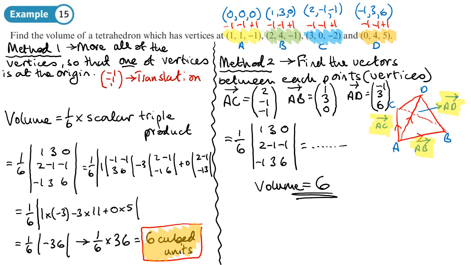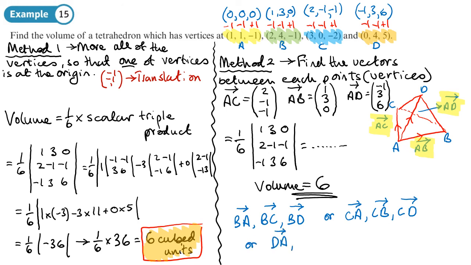Now I could instead have done, let's say if I did B to A, then I would have done B to C and B to D. So I could have found these vectors, or I could have done, let's say C to A, C to B, C to D, or I could have picked D to A, D to B, D to C. Yeah, so you pick a vertex and then find the vectors from that vertex to the other 3 remaining vertices.